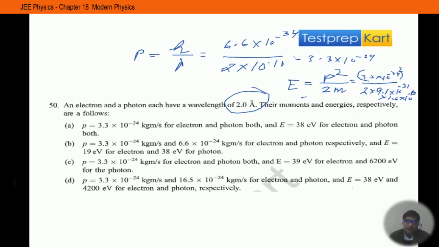So from here we'll get the energy in electron volts. And similarly, by putting the mass of a photon, we can calculate the energy for the photon also, or you can use the hc over lambda relation for the energy of a photon. So option C would be correct for this question. So that's all about this chapter, this particular exercise.